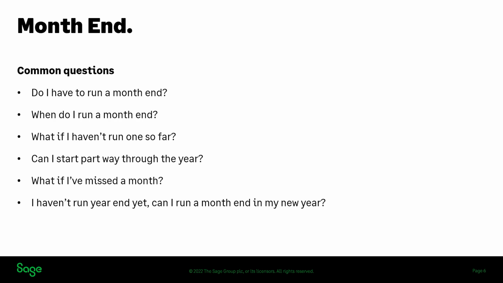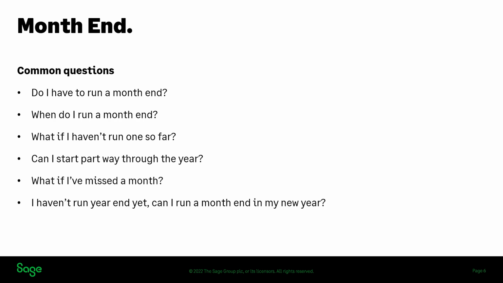If you do, when do you run a month end? Do you have to wait till you hit the end of the month and run it there and then, or do you continue and come back and run it whenever you're ready? What if you haven't run one so far? That's quite a common one. You might attend the webinar today and think, actually, I should be running one. But what if I haven't run one so far? Can I just start? That links in with the fourth question as well: can you start partway through the year? What if you've missed a month? What do you do then?